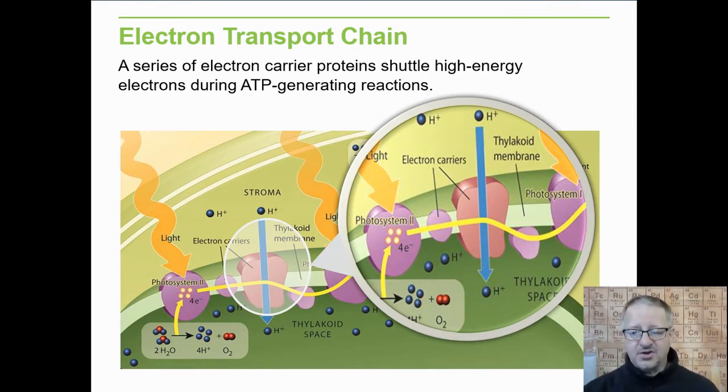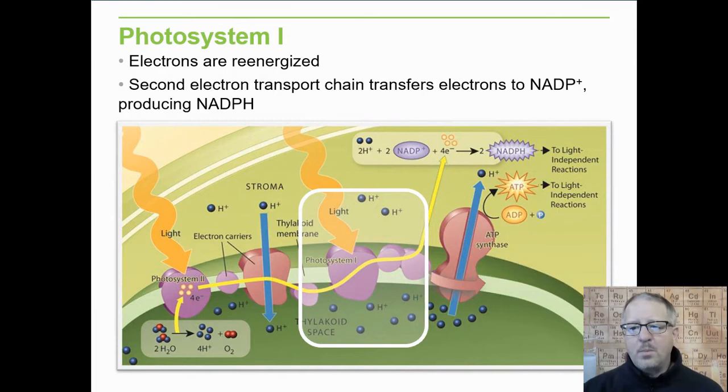Now, at the end of the electron transport chain, the electrons themselves pass to a second photosystem called photosystem 1. And we see that here. It looks a lot like the beginning of the electron transport chain where we had that hydrogen pump, right? And it's essentially doing the same thing. All right, so because some of the energy was used in order to pump those H plus ions across the thylakoid membrane, the electrons don't contain as much energy as they used to when they reach photosystem 1.